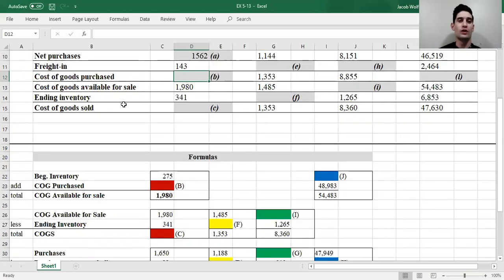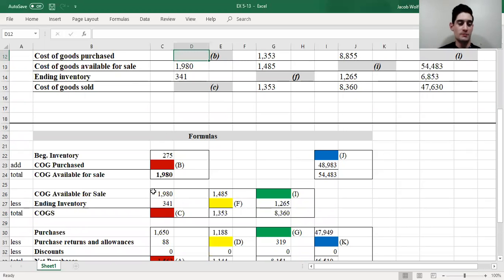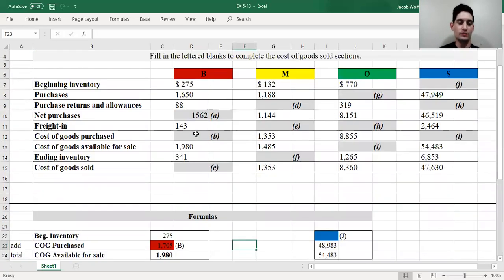To solve for cost of goods purchased, because you're adding beginning inventory and cost of goods purchased, you can subtract beginning inventory from cost of goods available for sale. So that's 1,980 minus the 275. Sorry, I misspoke earlier, but we're going to subtract beginning inventory. And that gets us 1,705. So that's our B value, 1,705.